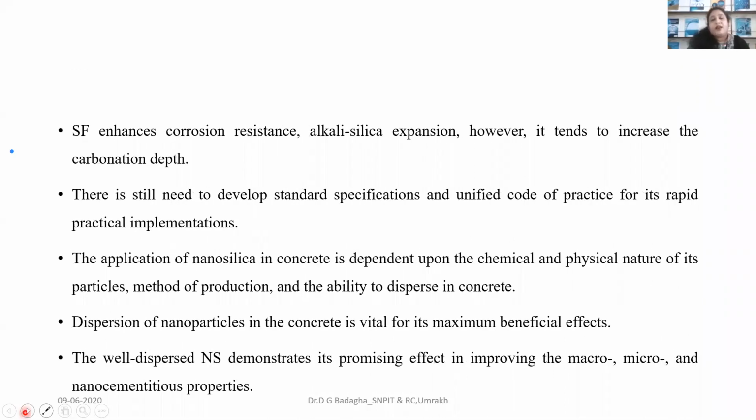Okay, when silica fume is there, there is enhanced corrosion resistance, then alkali silica expansion. There is still a need to develop a standard specification, because I told you two groups are there, one saying one thing, the others saying another thing. So our government, our researchers, or our standard making team have to work on that to provide proper standards, so there isn't any confusion to use that advantageous material in concrete.